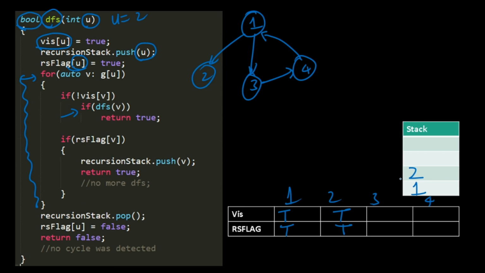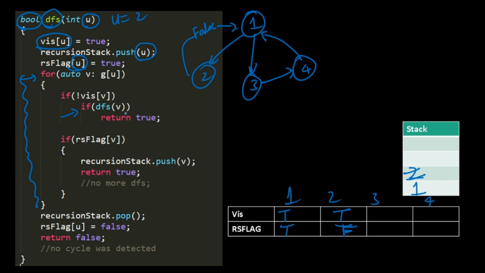Pop 2 out of the stack. Okay, 2 is popped out of the stack. Mark the flag as false. 2 is marked as false. Return false. This call returns false.